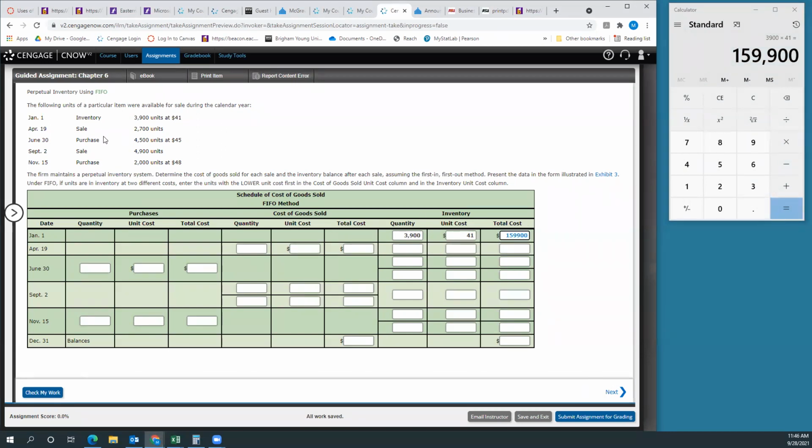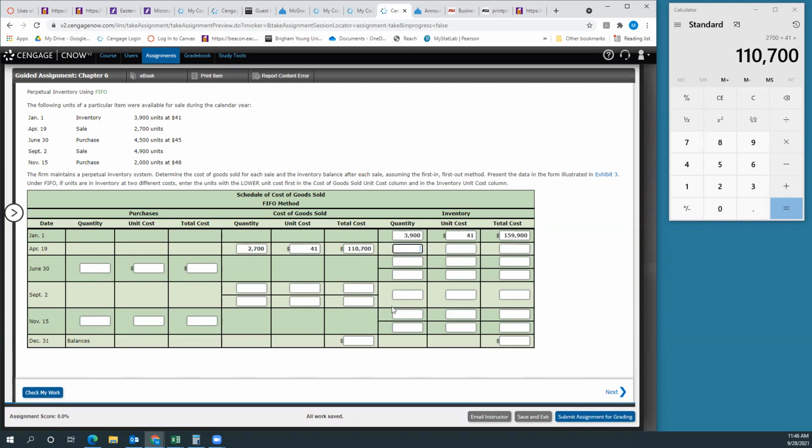Then on April 19th, I sell 2,700 units. So here in the cost of goods sold area, I'll put 2,700 units. And the cost of the units I'm selling is really important. In this case, all I have is units that cost me $41, so my unit cost will be $41. And my total will just be the quantity I'm selling times the unit cost, 2,700 times 41. I'm sorry, I keep putting things in the wrong columns, so don't hate me forever.